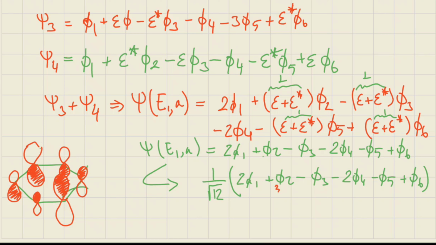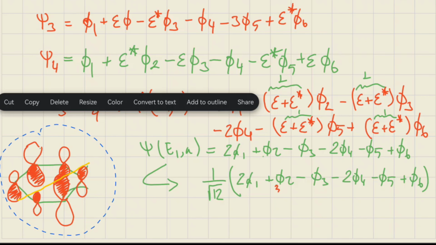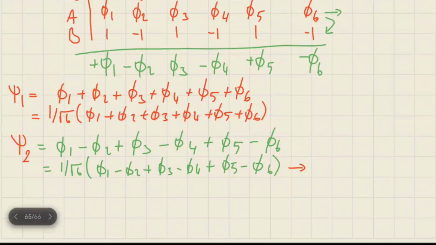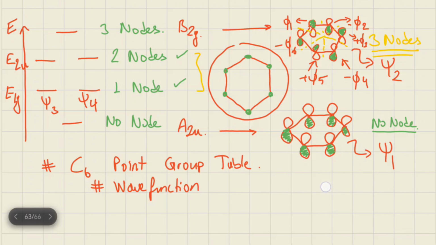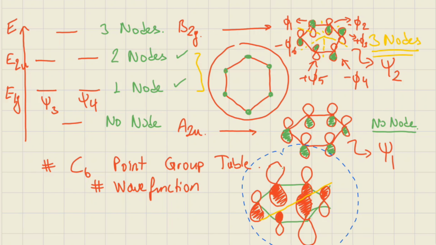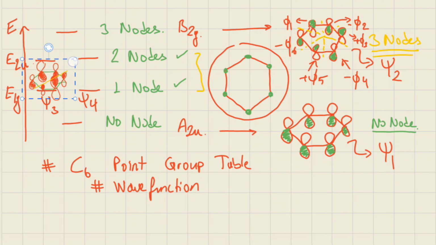And I will look at the nodes. So how many nodes do we have? I think we have one node from here to here. So we have one node, and I will copy it. And I will paste it here. So this is one of our molecular orbitals, and it belongs to here. Okay, it belongs to here. And I can do the others.